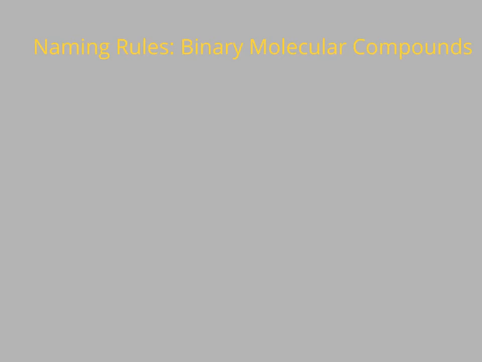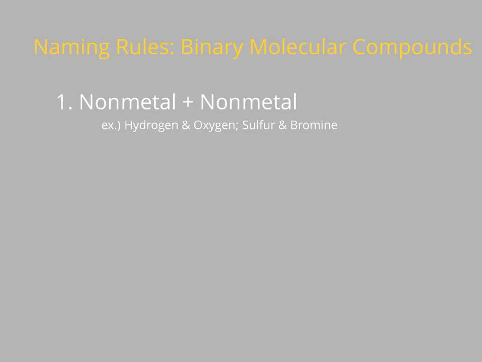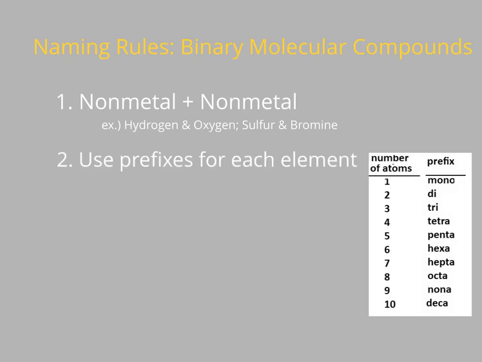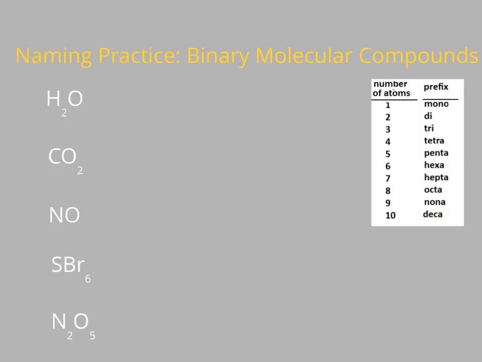So the first type of chemical compounds we'll be naming are binary molecular compounds. Binary molecular compounds are made up of only non-metal elements. When we name them, we're going to use prefixes for each element within the compound, and our overall name is going to end in "ide." So these are the three rules we need to keep in mind when naming our binary molecular compounds. All right, let's take a look at a couple of examples and practice naming our binary molecular compounds.